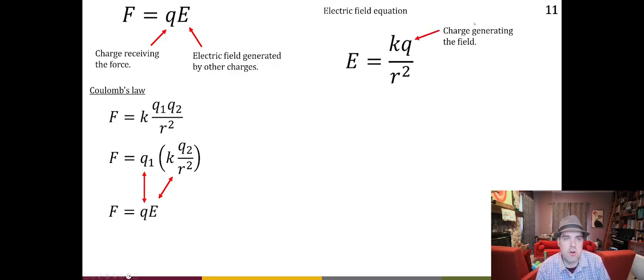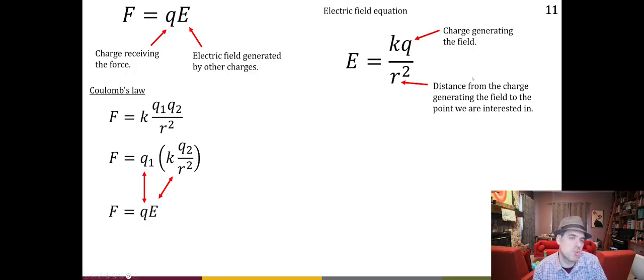This Q is the charge that's generating the field, and this R is the distance from the charge generating the field to the point we're interested in. So if I have a charge and I want to know the electric field at a point, I can plug those numbers in. Now, for each point, as you look at different points, there's going to be a different electric field there because you have to plug in a different value for R.